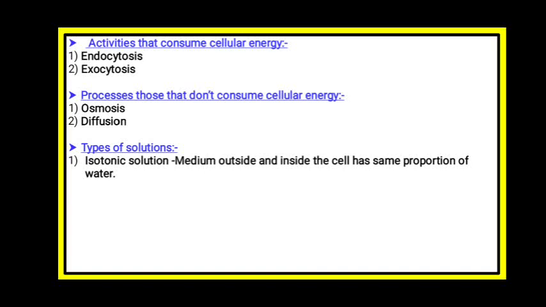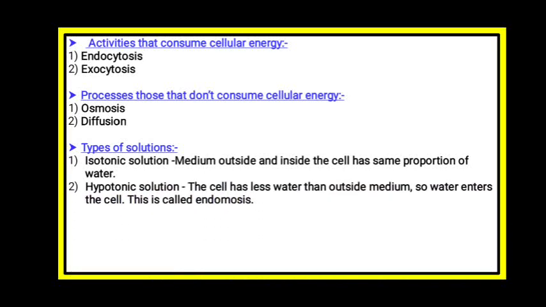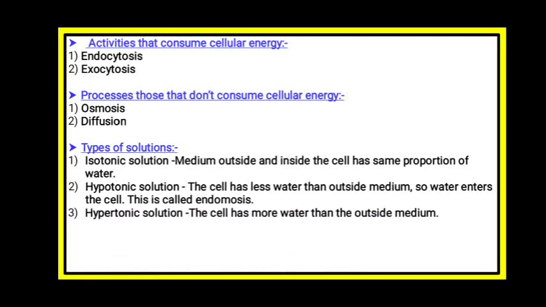Second one, hypotonic solution. Now hypotonic solution means the cell has less proportion of water inside the cell compared to the outside part. And the third one, hypertonic solution. That means the proportion of water inside the cell is more compared to the outside medium.